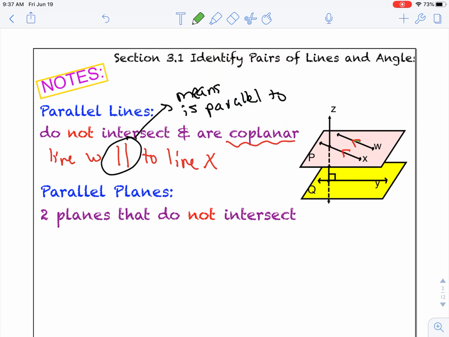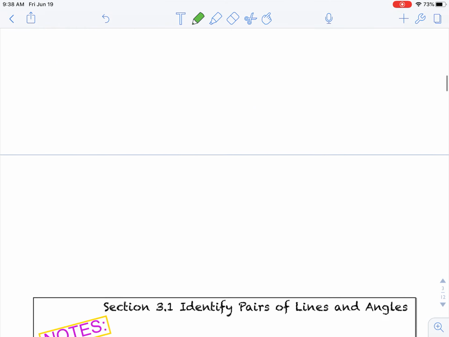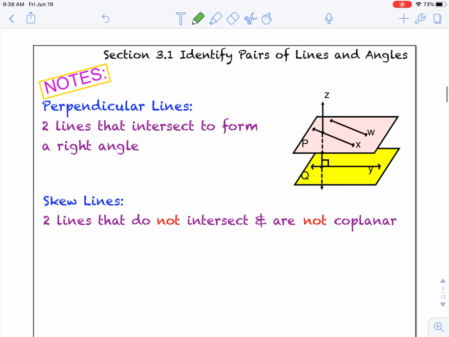Parallel planes are two planes that don't intersect. So from this drawing or diagram, we could say that plane P is parallel to plane Q. And again, these never intersect because they are the same distance apart. If they weren't, then either the lines would intersect or the planes would intersect.